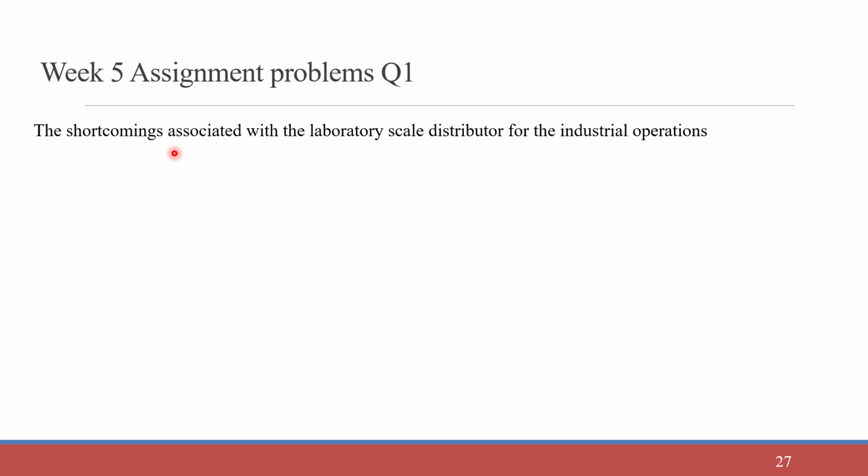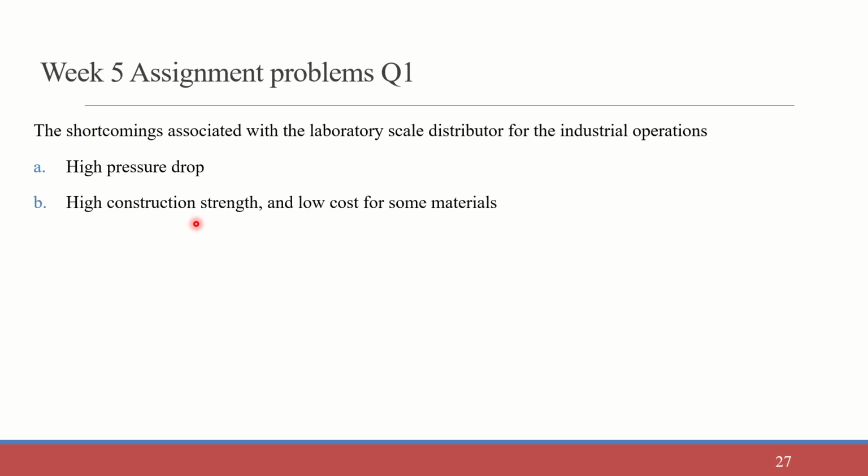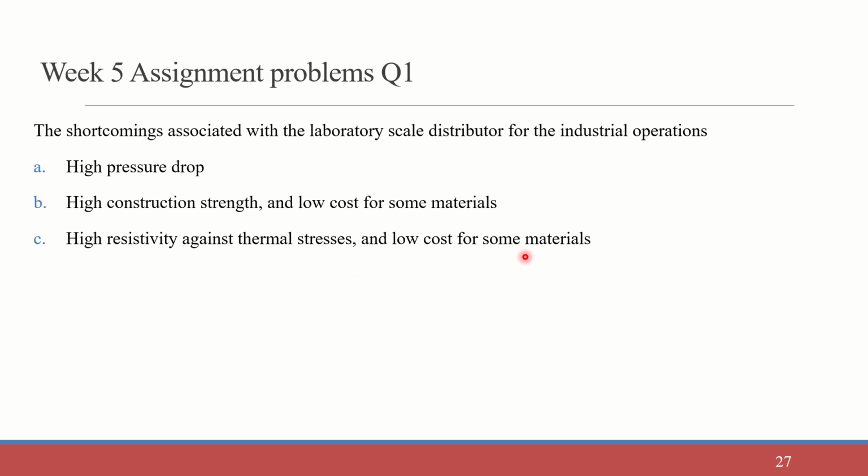Okay, the first one: shortcomings associated with laboratory scale distributor for industrial operations. Option A, high pressure drop. Option B, high construction strength and low cost for some materials. Option C, high resistivity against thermal stresses and low cost for some materials. Option D, all the above. The question is that when we are using laboratory scale distributors for industrial operations, we cannot use them because they possess some shortcomings.